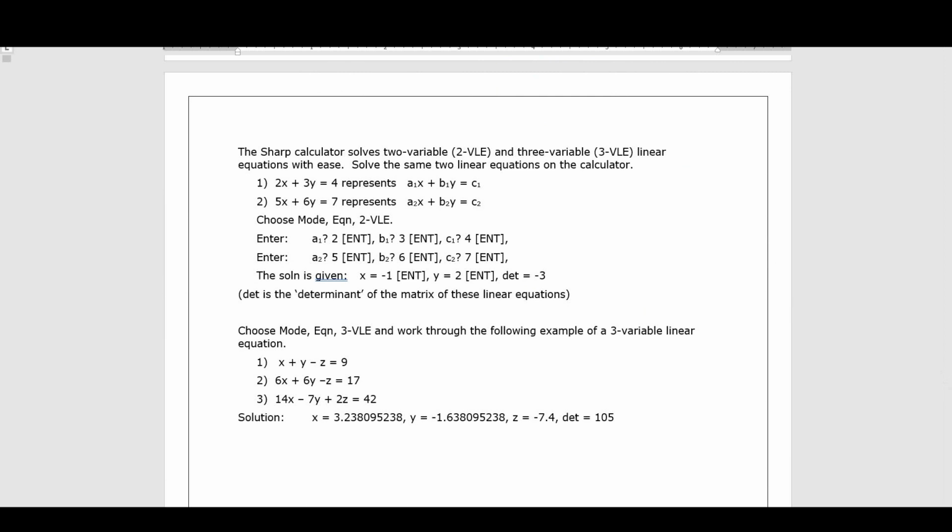So you simply enter the coefficients as required in the equation, the coefficient of x, the coefficient of y, and then the constant, and it asks you for the next one, coefficient of x, coefficient of y, and the constant, and hit enter, and it gives you the solutions for x and y. So it's a really easy way to do it. Here it is for a 3-variable linear equation.